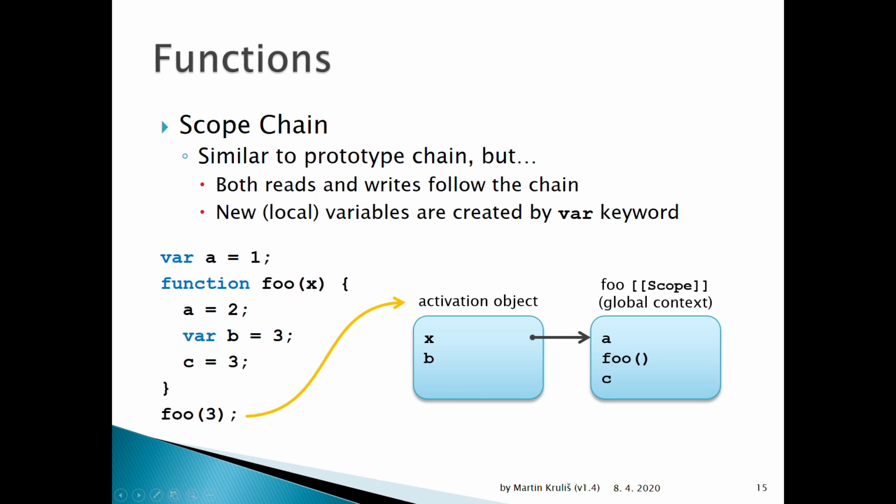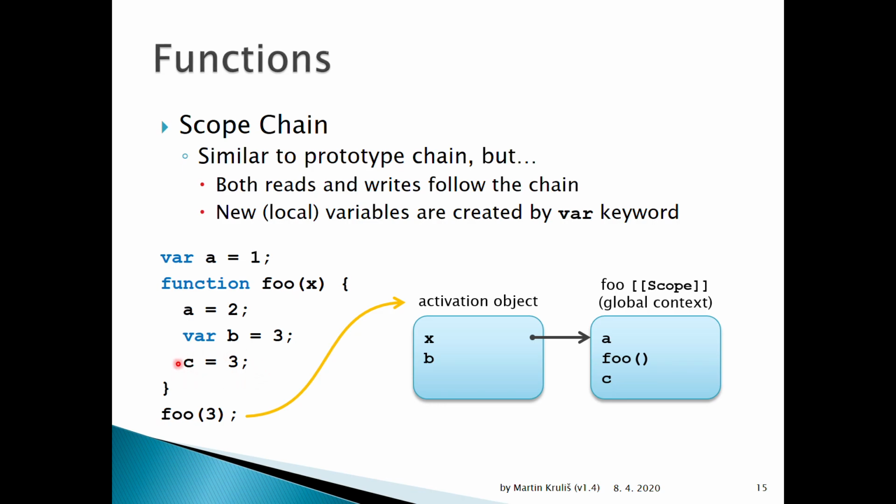And the activation object is pushed at the front of the scope chain, but the scope chain is determined by the scope hidden property of the foo. And since the foo function was created at the global context over here, its scope actually points to the global context, meaning to the global variable, if this is inside a browser, to the window variable. And this variable actually holds all the global things like a. It also holds foo, because foo is an identifier like every other. It only holds a function, and it also will hold a variable c, which is actually created over here.